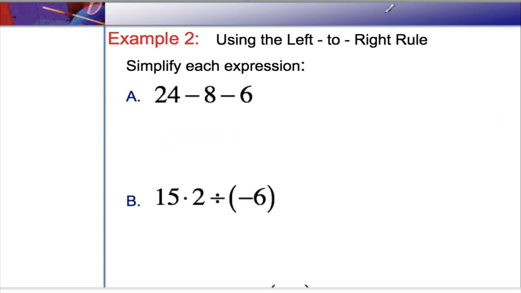Let's look at example 2. These examples really show us how to use the left to right rule. In the first one I have 24 minus 8 minus 6. So it's all subtraction, and we know we perform subtraction from left to right. The first thing we have to do is subtract 24 minus 8. 24 minus 8 gives me 16, and then we'll subtract 6. So 16 minus 6 is 10.